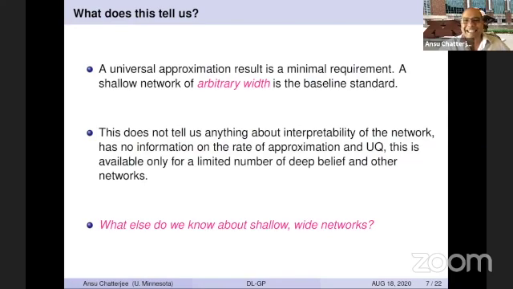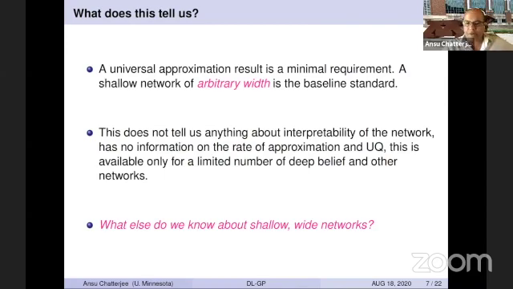So it's kind of a baseline thing, something that in a statistics or in a probability community sort of corresponds to being asymptotically consistent. If you cannot do it, you're doing something wrong. So that's the first step. But this particular angle, universal approximability, does not actually tell us anything about either the interpretability, rate of approximation, uncertainty quantification, and stuff like that.